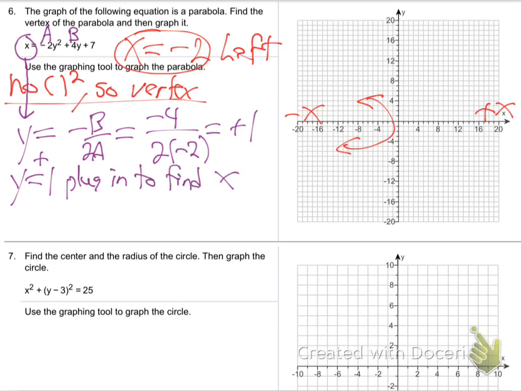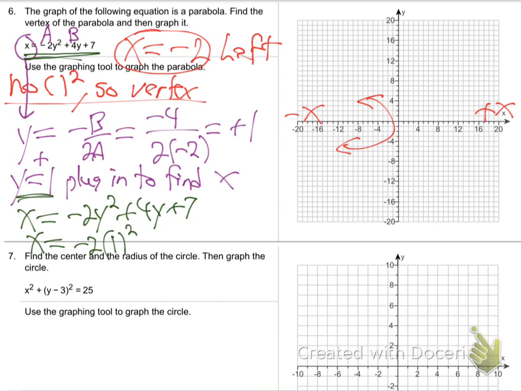So I grab the equation from the beginning, right up here, bring it down. X equals minus 2y squared plus 4y plus 7. Plug in the y value. What's y? 1. And if you work that out, what's that? Minus 2 plus 4 plus 7, 9. Okay, so the vertex is 9, 1, x, y.